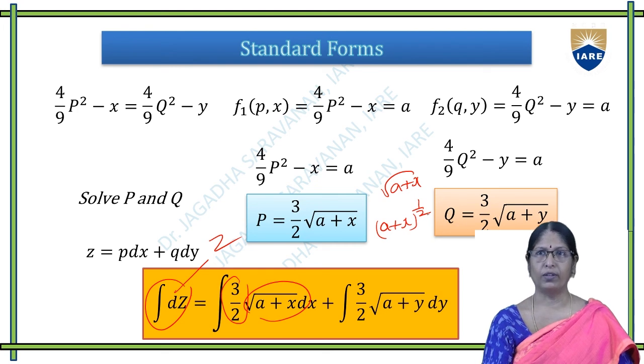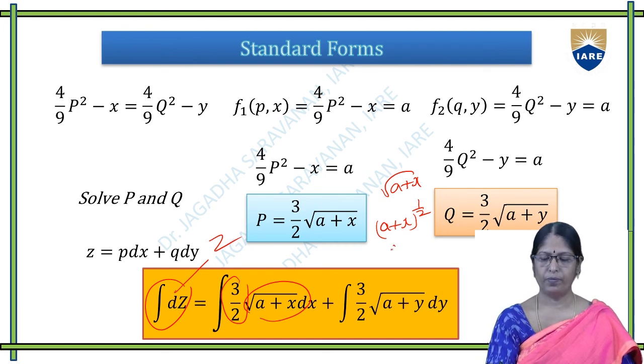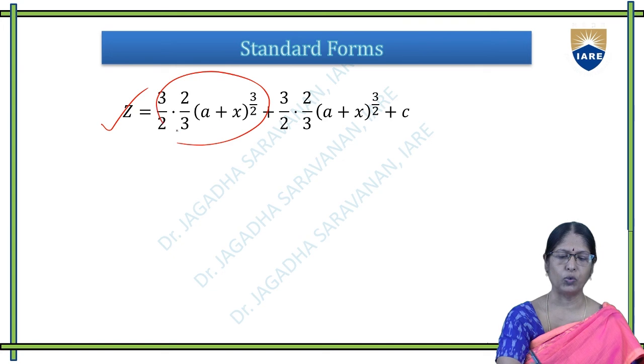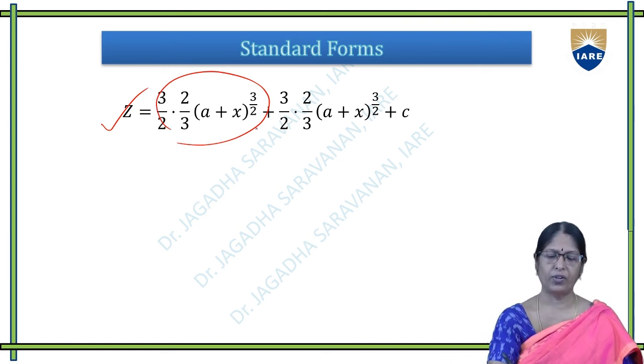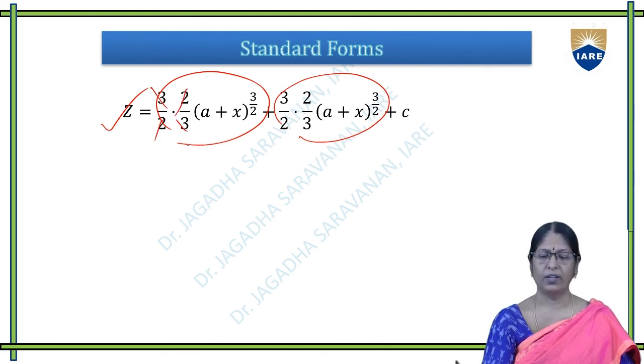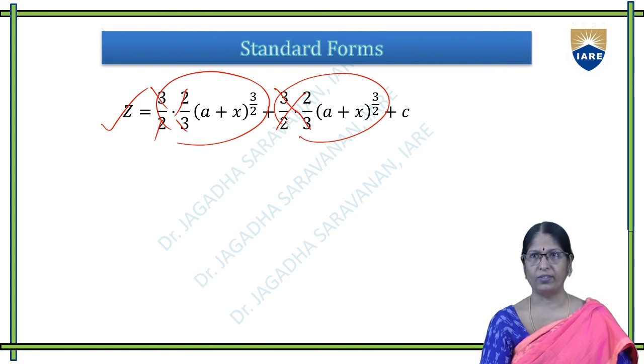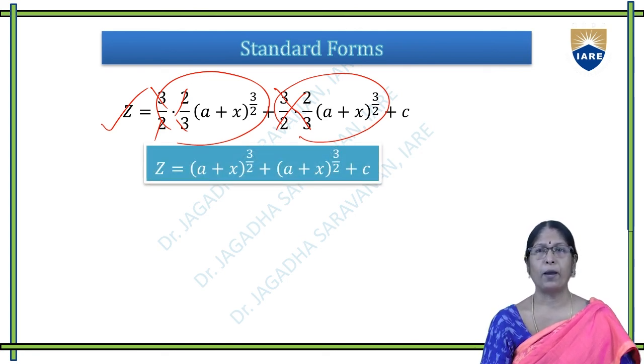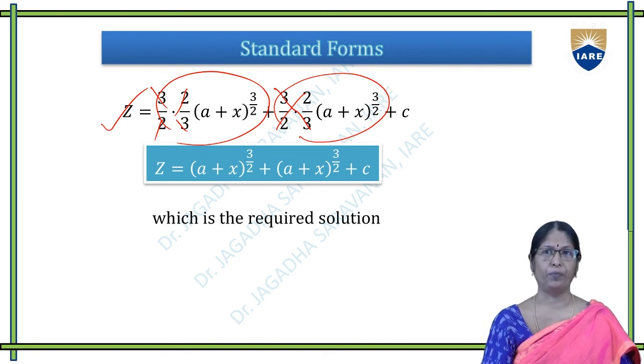So 1 by 2 plus 1, that is 3 by 2, A plus X power 3 by 2 divided by 3 by 2. So the 3 by 2 we are bringing here. So we can notice that's what this integration is. The same integration for the next term also. So 3, 3, 2, 2 getting cancelled. Here also both are getting cancelled. So the leftover is capital Z equal to A plus X the whole power 3 by 2 plus A plus Y the whole power 3 by 2 plus c, which is the required solution.